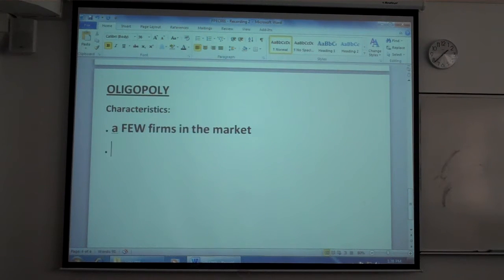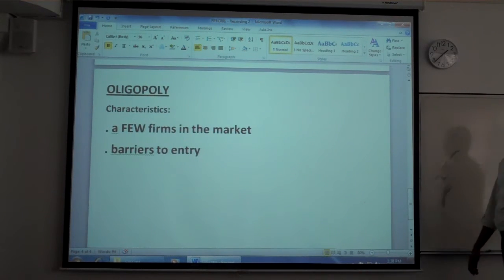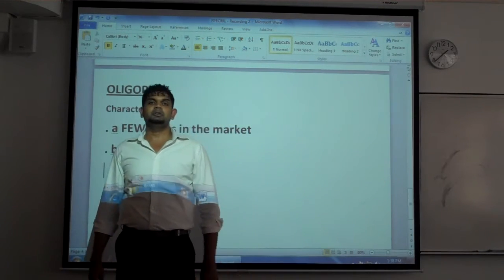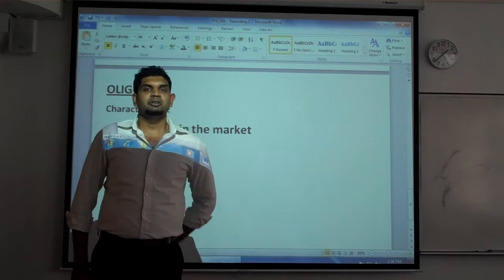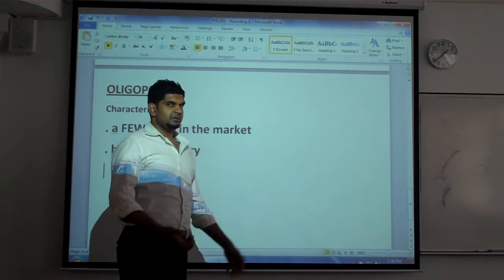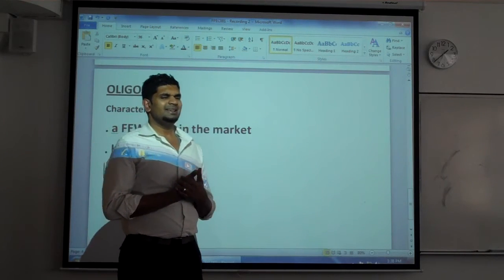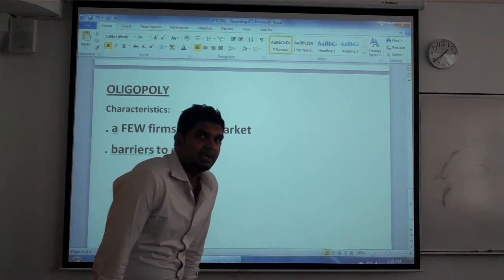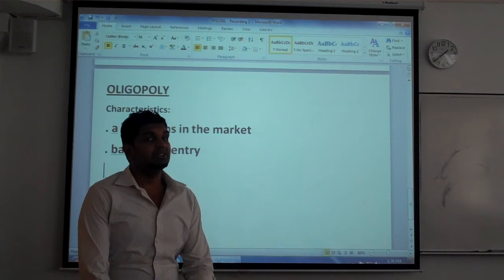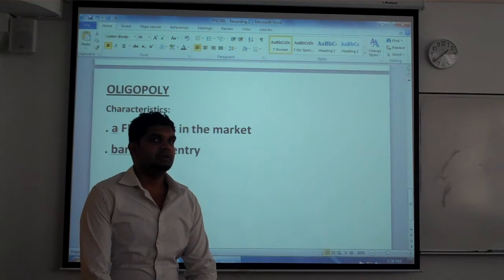The reason that there are a few firms in the market is because there are barriers to entry. There's something that prevents the entry of new firms into the market. It could be a legal barrier to entry, or it could be a natural barrier to entry, which prevents the entry of new firms into the market. In other words, they are the same barriers to entry as in the case for a monopoly, except they obviously are not as strong as the barriers in a monopoly.